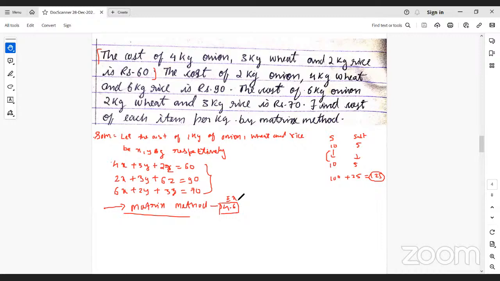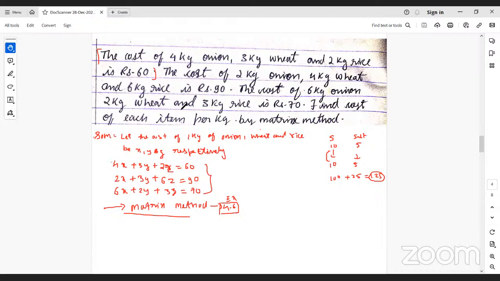So this is how you can score 5 marks here. And sure, 95% of the time this question is asked for 5 marks. Okay, so every year it has been asked for 5 marks. So very important question.